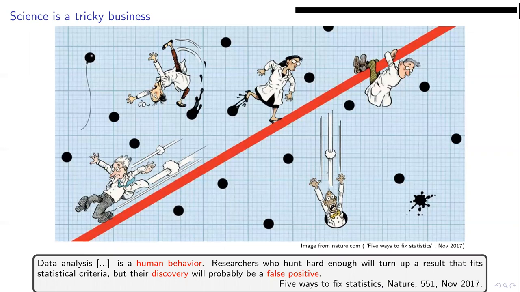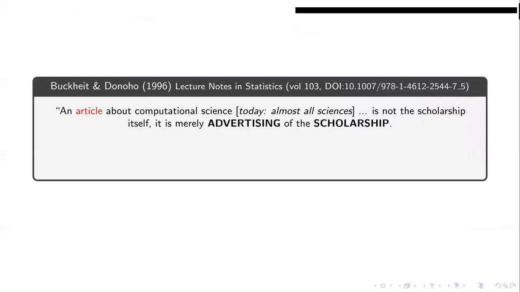So this is a really nice figure from Nature, 5 ways to fix statistics in 2017. A bunch of really well-known statisticians wrote this paper. And they say, yeah, data analysis is ultimately a human behavior. It's not as objective as we like to think. Researchers who hunt hard enough will turn up a positive result, but their discovery will probably be a false positive. So this is just one quote. This is a really nice paper. I recommend having a look at it.